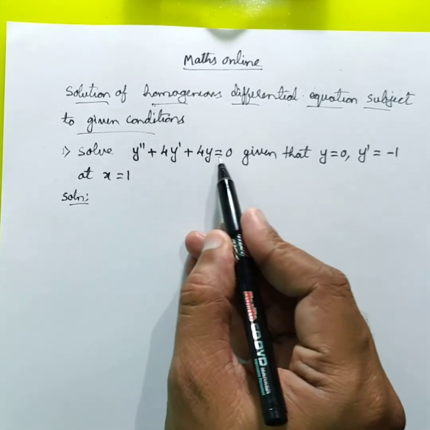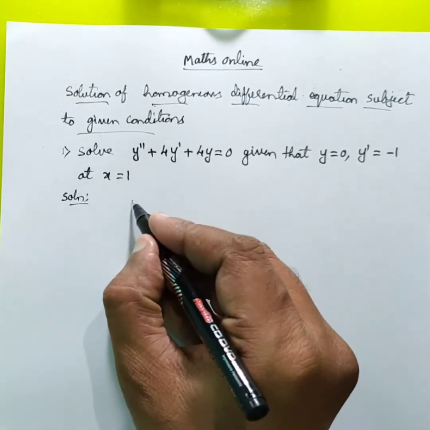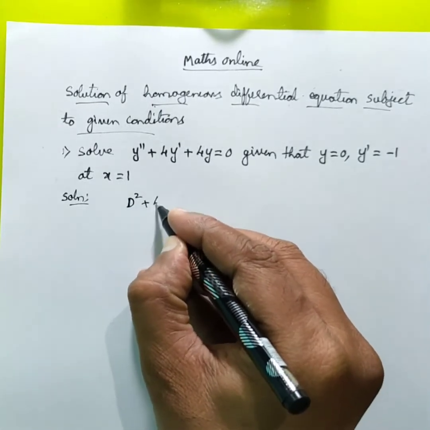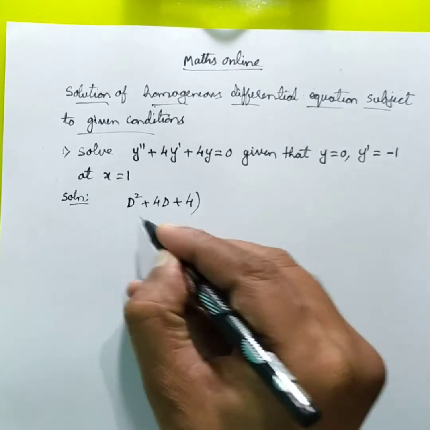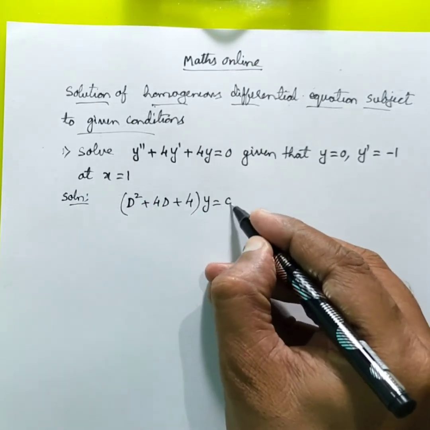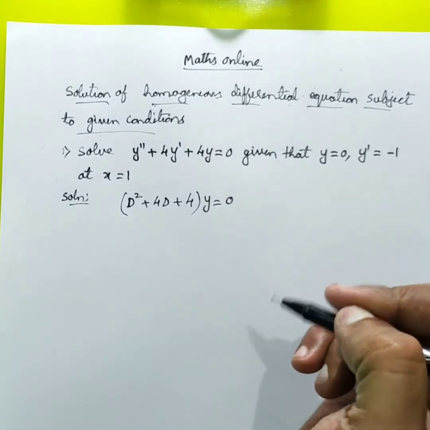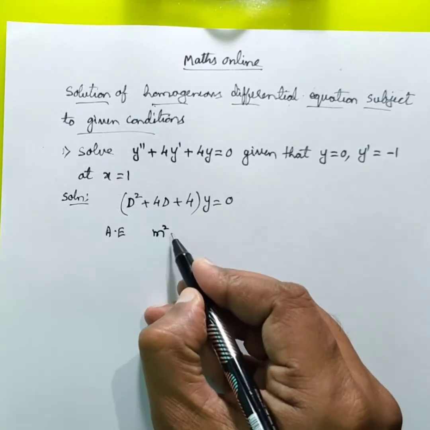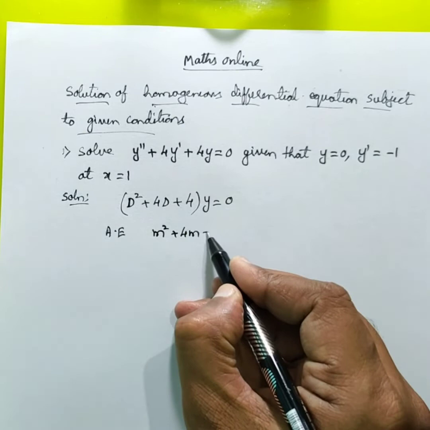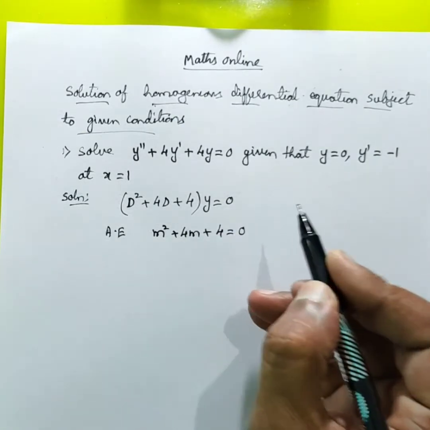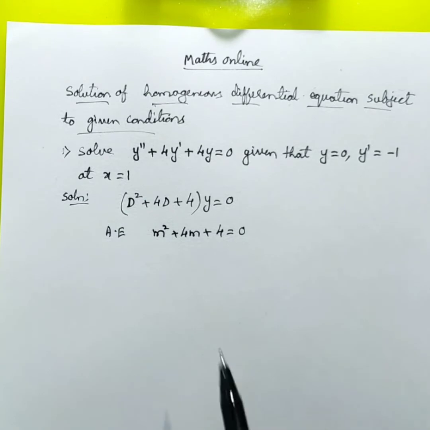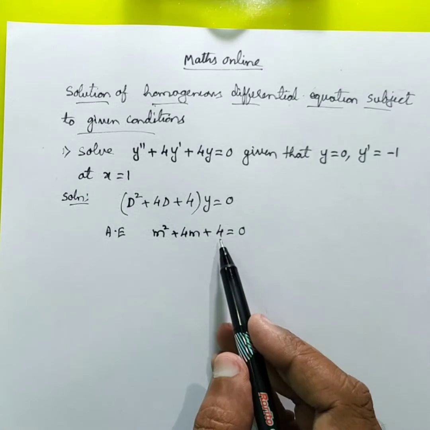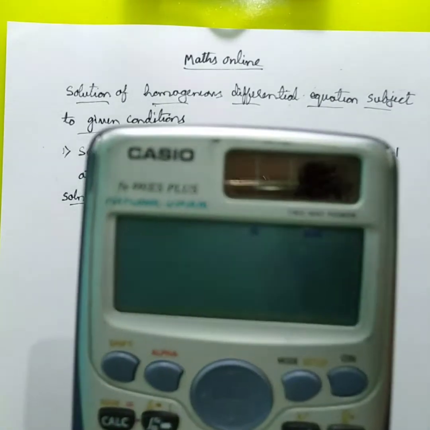Let us write this differential equation in the form of the operator. So this becomes D square plus 4 times of D plus 4 times of y is equals to 0. And if I write down the auxiliary equation, it will be m square plus 4 times of m plus 4 is equals to 0. You can factorize this auxiliary equation, or you can use the calculator and try to obtain the roots of this equation.